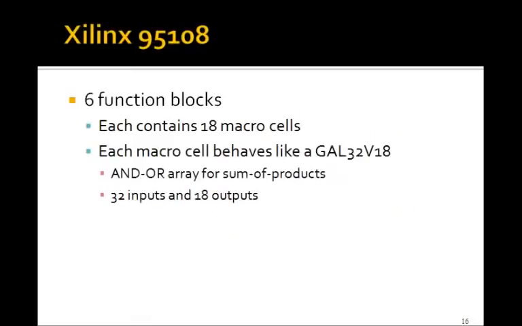Now, the 95108 has 6 function blocks. Each one of those contains 18 macro cells. We'll see what's in there in a minute. Each macro cell behaves like a GAL32V8. That is, it has 32 inputs and 18 outputs. And it's an AND/OR array for the sum of products with 32 inputs and 18 outputs. And it behaves similar to those GAL chips I showed you before.